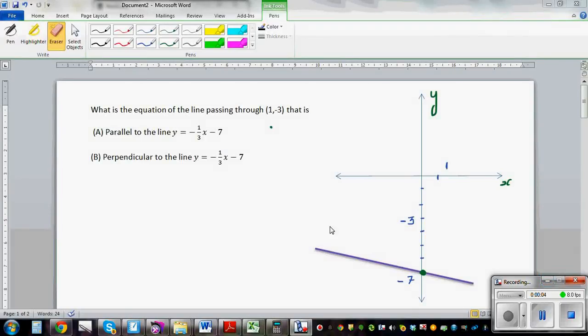What is the equation of the line passing through (1, -3) that is parallel to this line, y = -1/3x - 7, and perpendicular to the line, the same line? So you've got a point and a line. Okay, so the point is (1, -3).